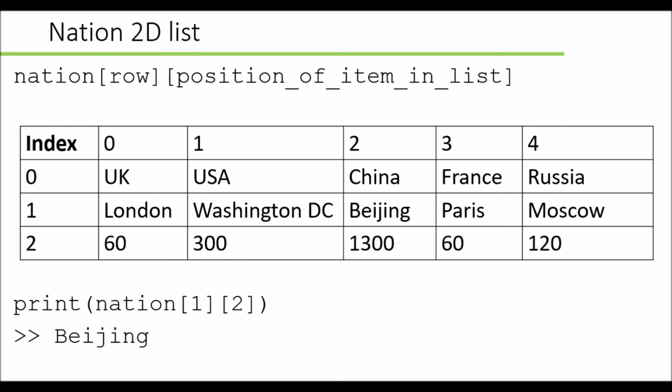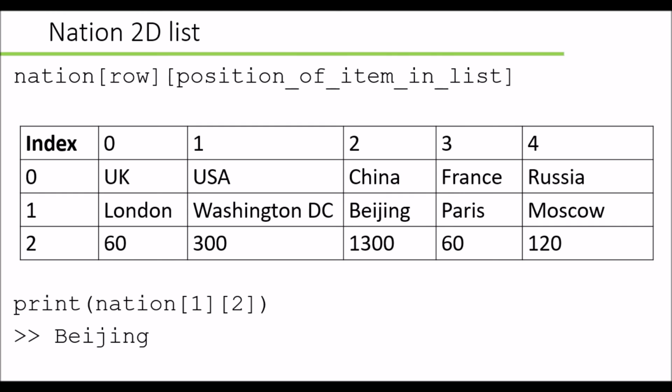So therefore, to access Beijing, we would do the name of the list, which is nation in this case, and the index position of the row, which is 1, and then the position of the item in the list is 2, and that demonstrated there is how we would retrieve the value that's in that location of index position 1 and 2. So that's Beijing.